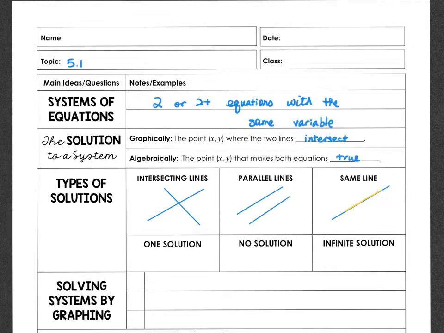I also want to remind you at this point that if this is too fast, remember to pause, write down the notes, rewind, and rewatch that portion that may be too fast for you.